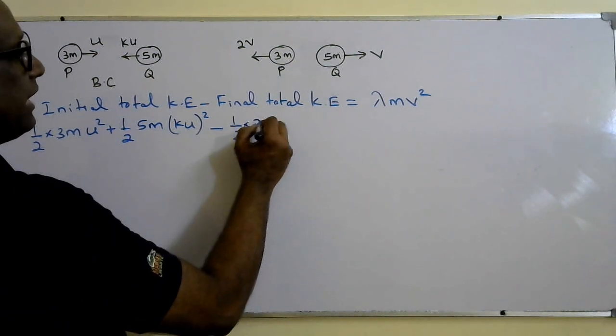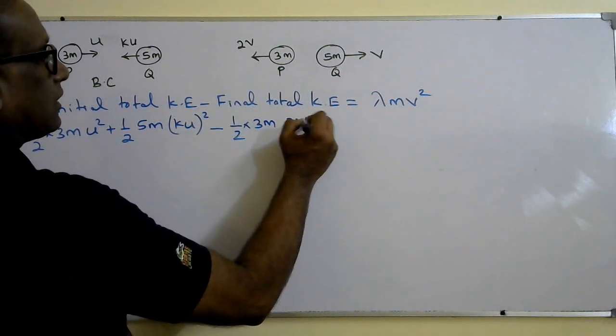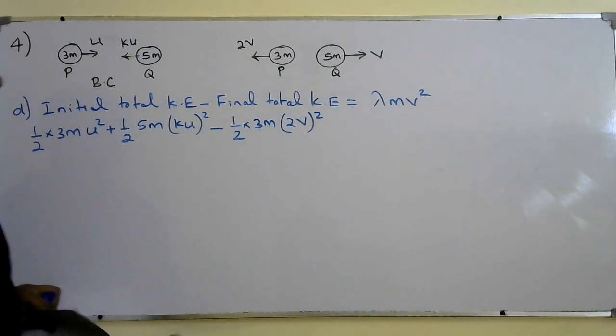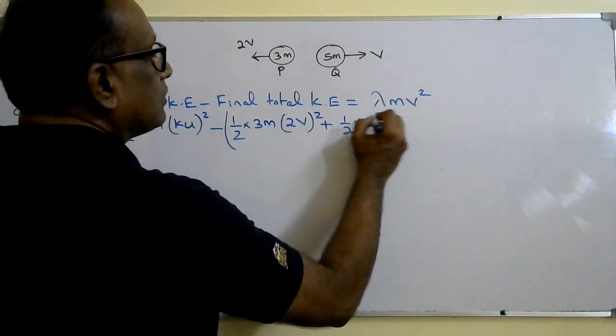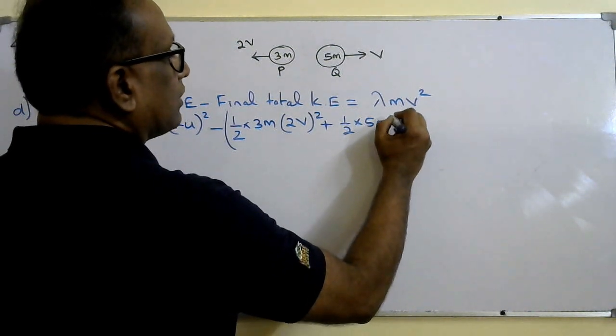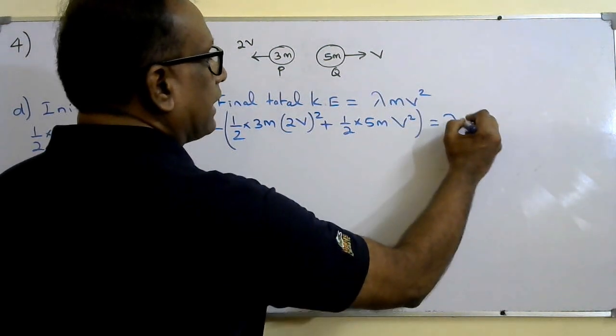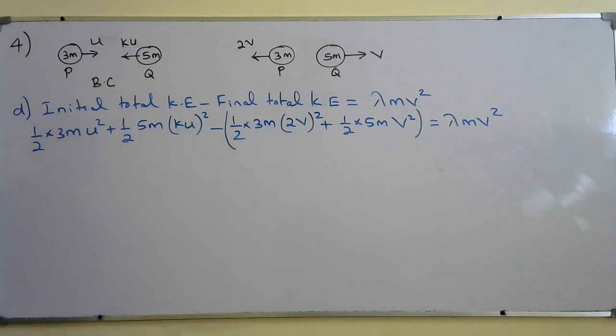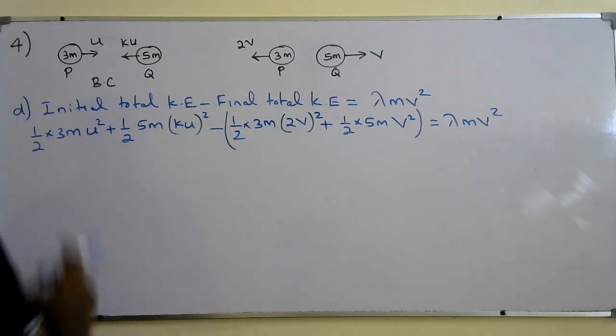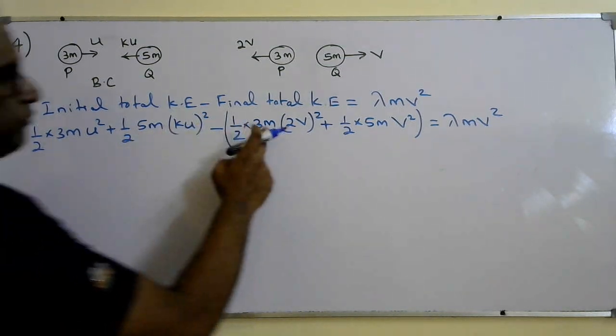Half 3m into 2v squared plus half 5m v squared equals lambda mv squared. Okay, so we can substitute everywhere. Instead of u, we can substitute 3v. Instead of k, substitute what we found, 2 by 3, and solve it. You'll get the value of lambda. All the m is going to get cancelled everywhere.